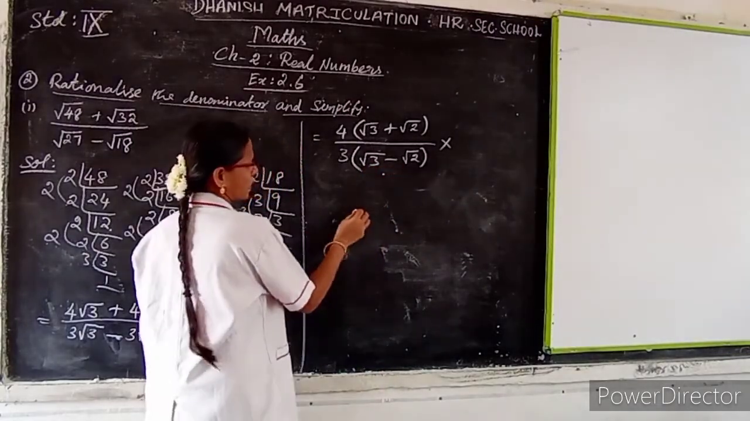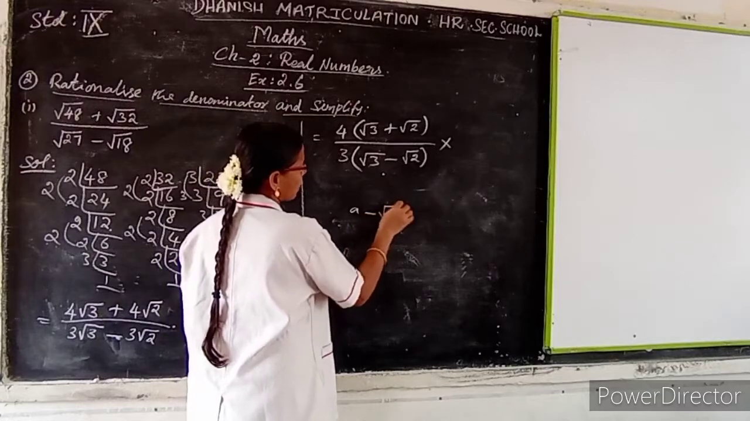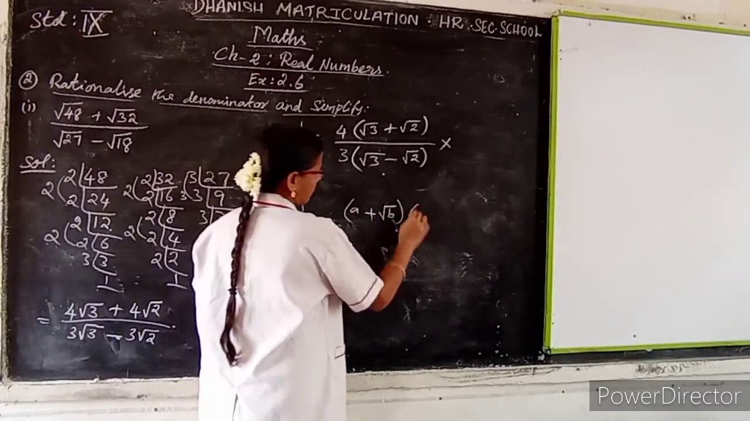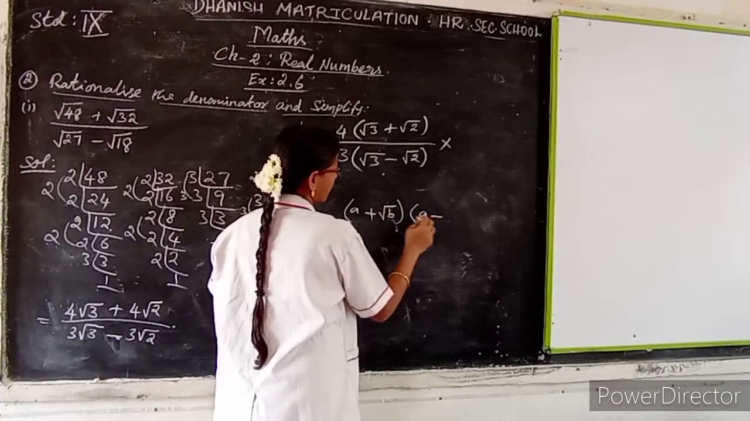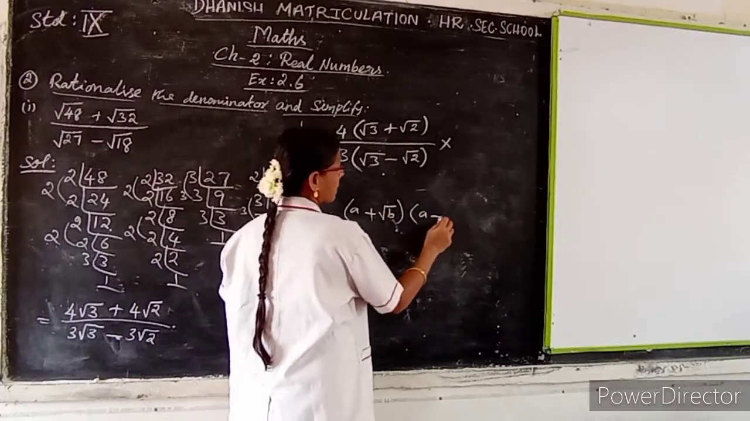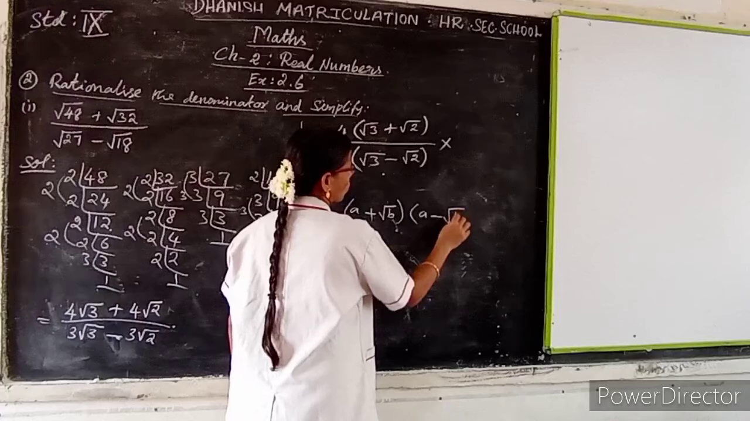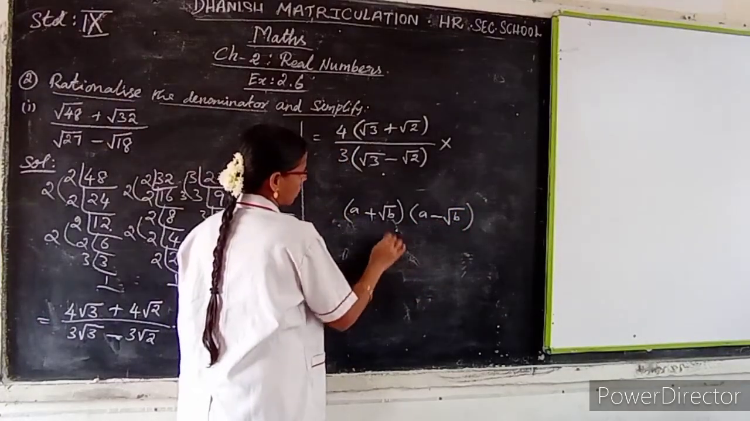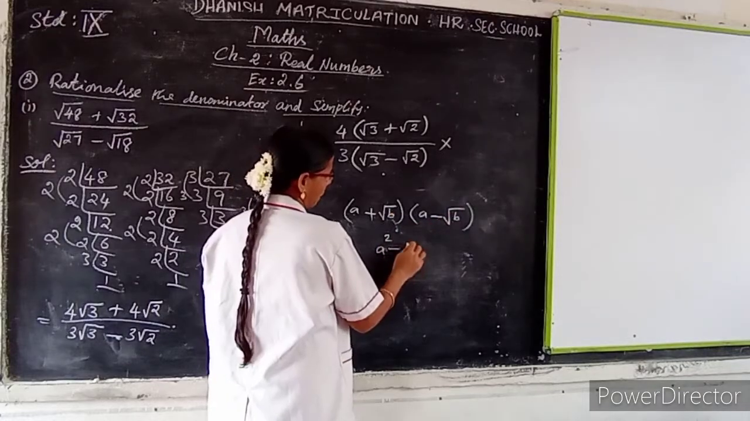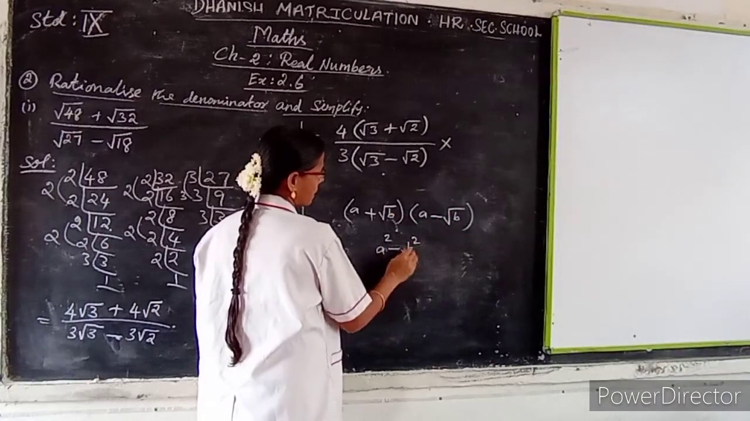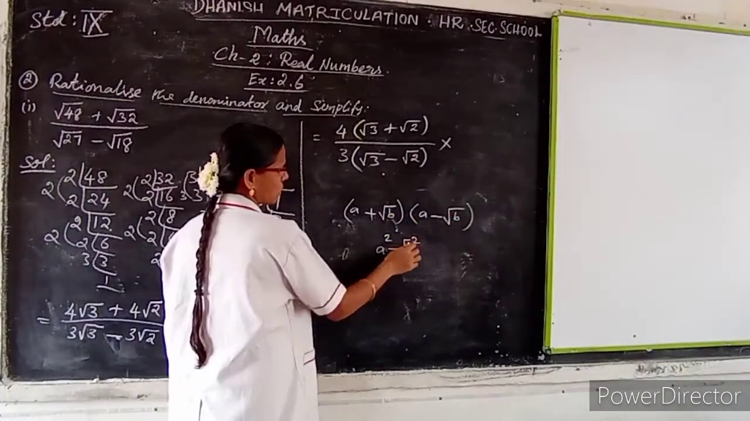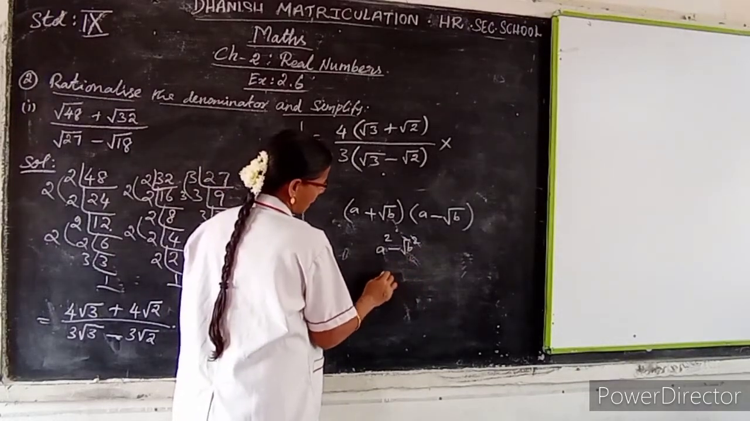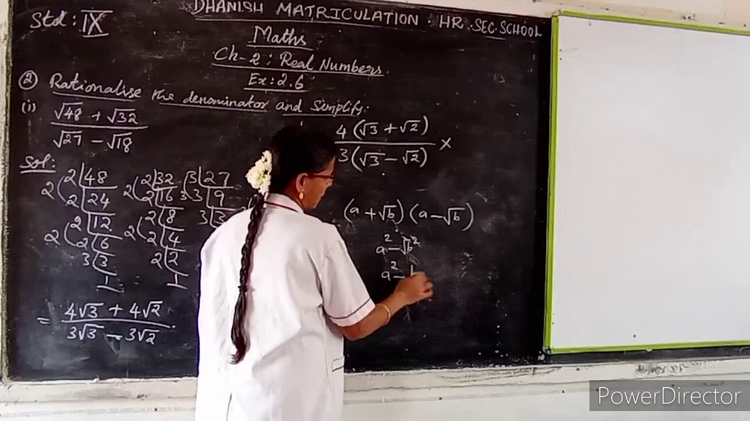Conjugate surd means: when a minus root b is multiplied with a plus root b, we should get the form a plus b into a minus b. The formula is a square minus b square. Here root b is in place of b, so root b square, and the square root and the square get cancelled. The remaining terms are a square minus b.